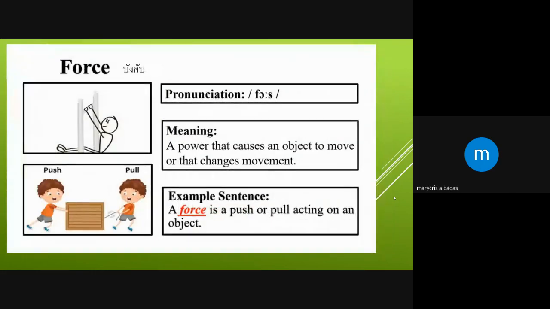Next word, force. Everyone, let us read force. So, example sentence, a force is a push or pull acting on an object. The same you see in the picture, push and pull.